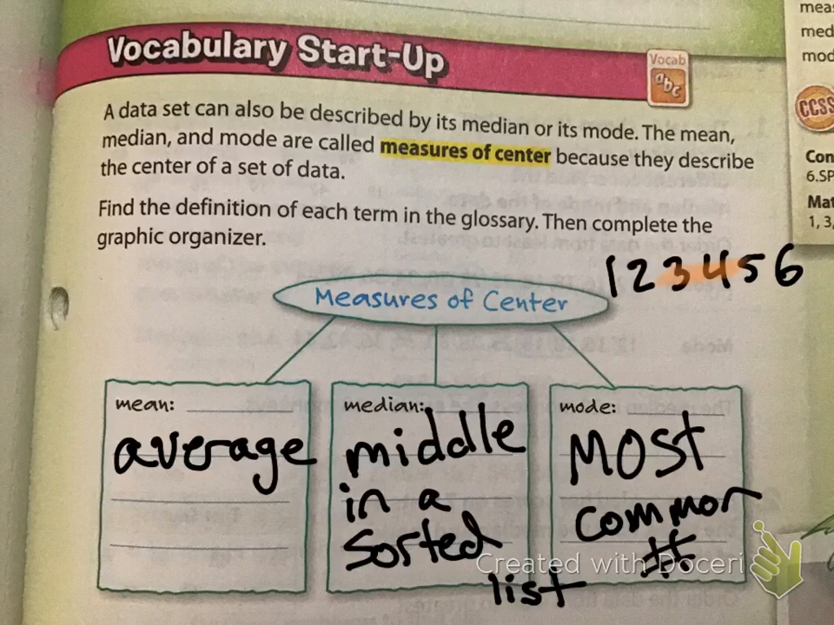And this is important. So I have a question, Madison. Do we always have a mean? Yes, we always have a mean. Isis, do we always have a median?